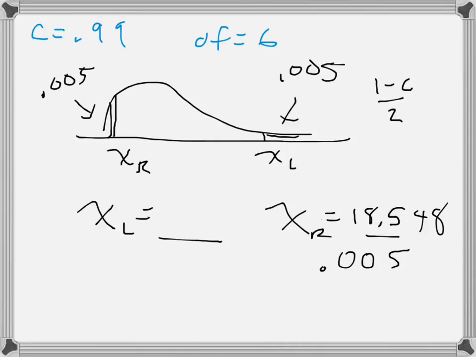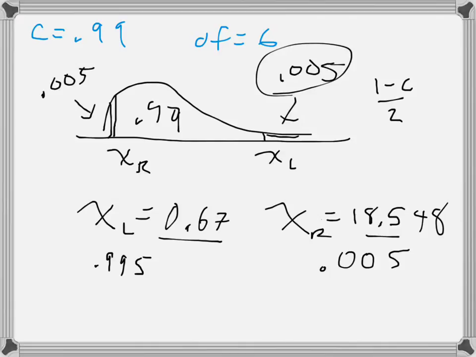How about this one here? Again, what value do I need to look up? 0.995, because this is the middle 99%, and then I have to add that tail along with it because I'm including that to the right as well. So you actually find that this is going to be right in the first column at 6 degrees of freedom, 0.676.